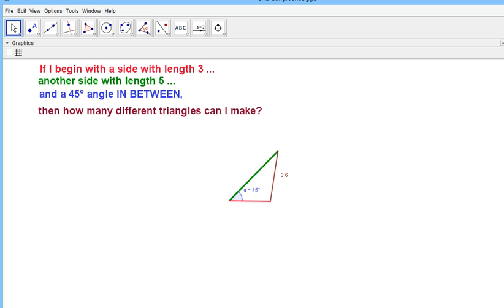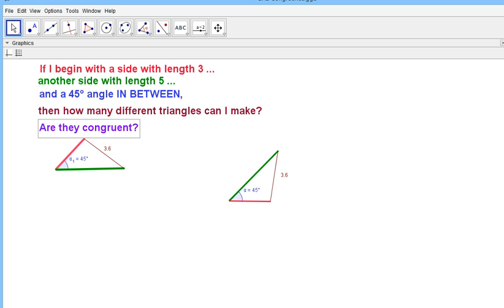Now let's see if I can make a different triangle using those same three things. There's another side with length 3. There's another side with length 5. And again, there's my 45 degree angle in between. Now, if I connect the two endpoints there and make that third side, you notice that that third side is also 3.6 centimeters long.